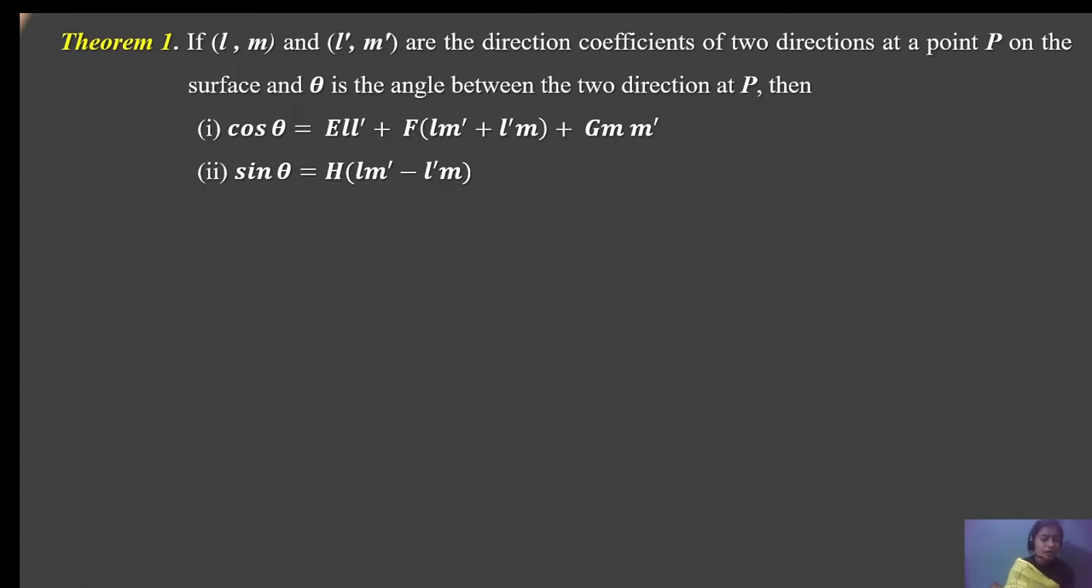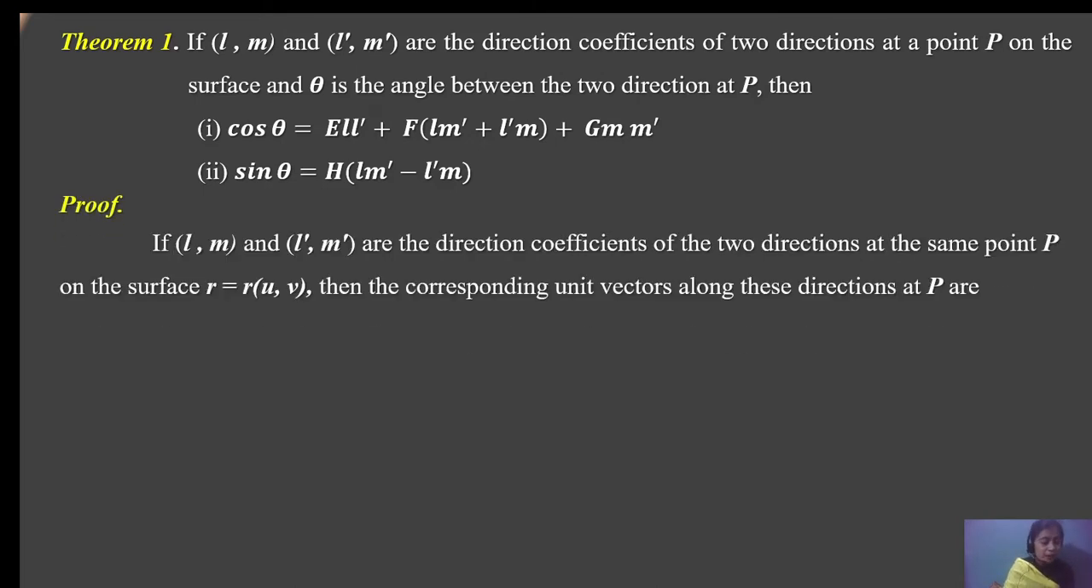Then after that, what will we say about the theorem? If l, m and l dash, m dash are the direction coefficients of two directions at a point P on the surface, and theta is the angle between the two directions at the point P, then cos theta equals E l l dash plus F (l m dash plus l dash m) plus G m m dash. Okay, this is the first point. After that, sin theta equals H (l m dash minus l dash m).